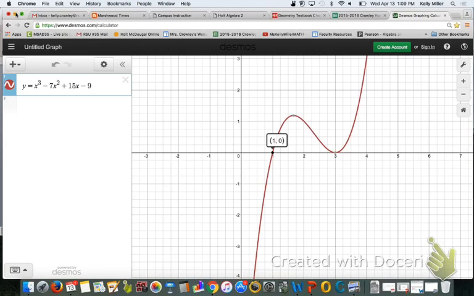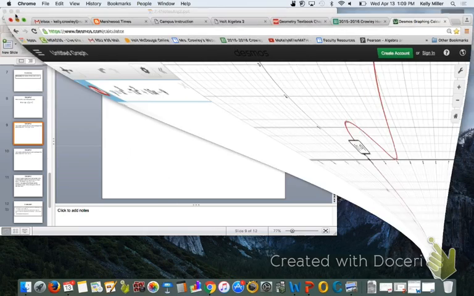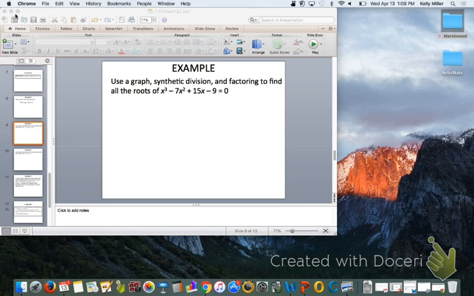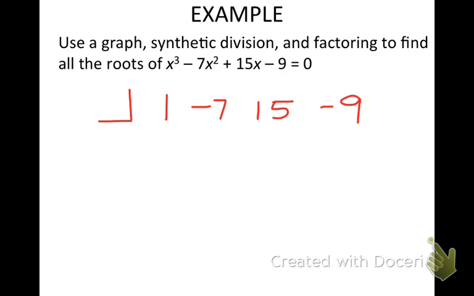So, which one do you like better, 1 or 3? 1. Oh no. 3. No, 1. You want to use 3 for synthetic division? Let's use 1. Let's use 1.